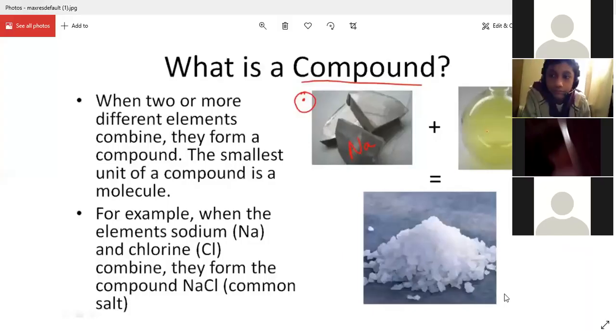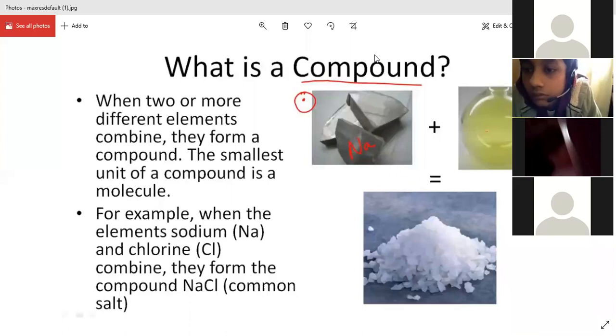Now, the definition of compound is when two or more different elements combine, they form a compound. Okay? The smallest unit of compound is a molecule. For example, when the elements sodium and chlorine combine, they form the compound common salt. Now over here, the definition that we got is, in order to make a compound, we must mix two or more elements. ठीक है? दो या दो से ज्यादा elements को जब हम आपस में mix करते हैं तो वो क्या बन जाता है? वो हमारा compound बन जाता है, right?